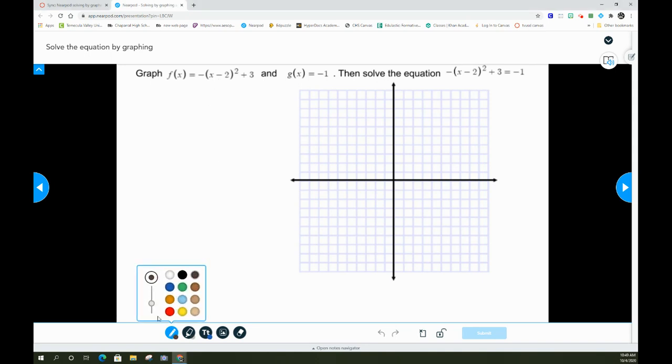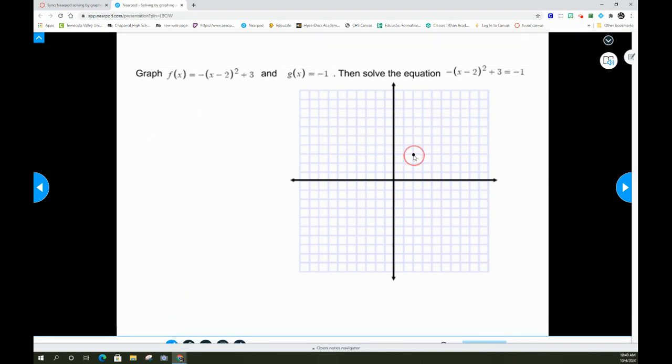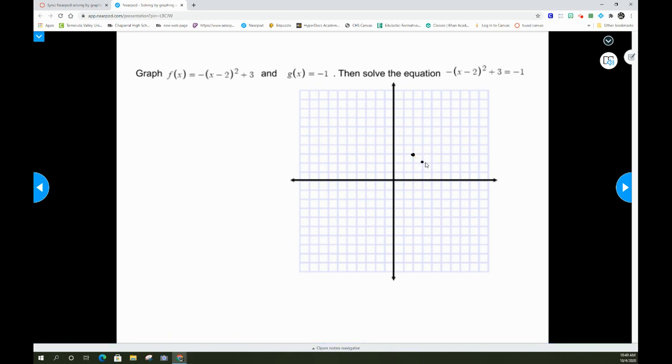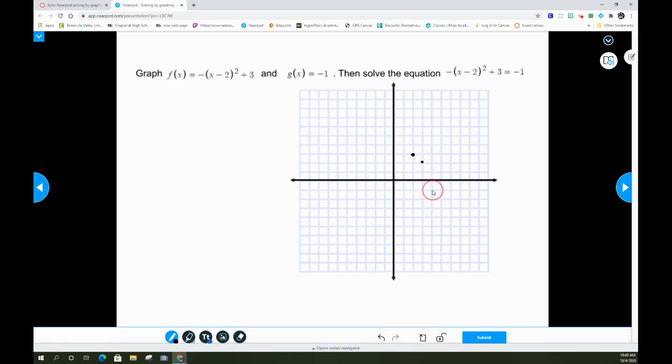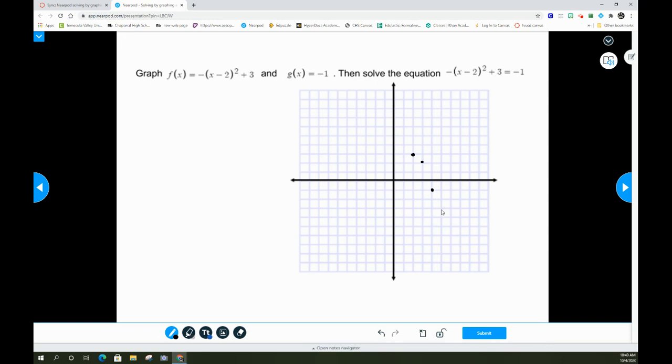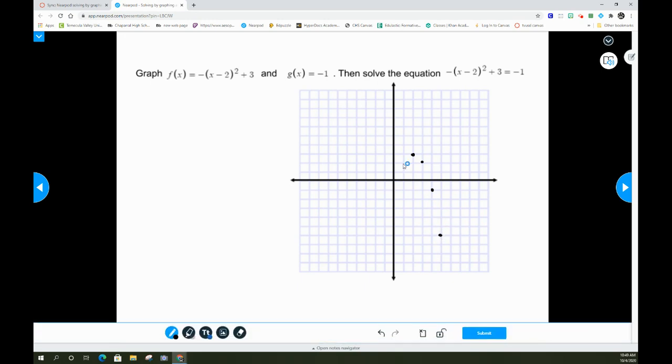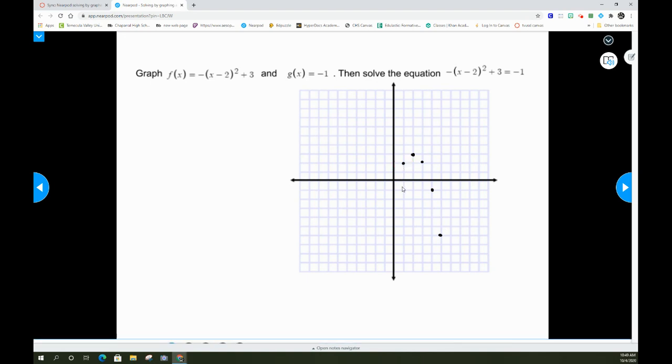So I'm going to plot some points here. I'm going to start with the vertex. So the vertex is at (2, 3). I put a dot at (2, 3). A is negative 1, so I'm going to go over 1, down 1, over 1, down 3, over 1, down 5, and then use the property of symmetry to get the rest of the points, and then draw my curve.